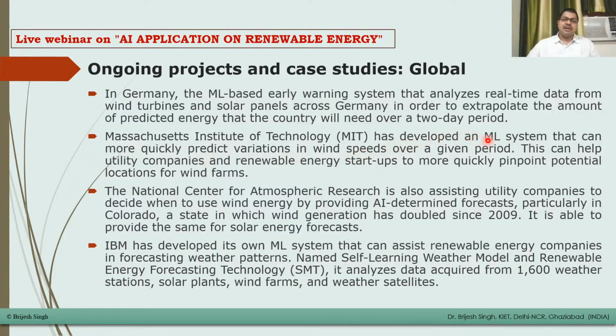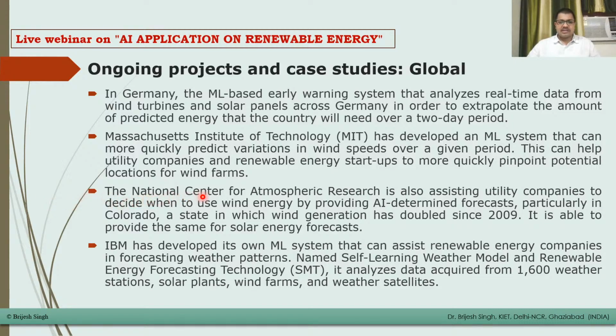MIT has developed an ML system that can more quickly predict variation in wind speed over a given period. This can help utility companies and renewable energy startups to more quickly pinpoint potential locations for wind farms. So these are some important projects which are already completed in different countries.